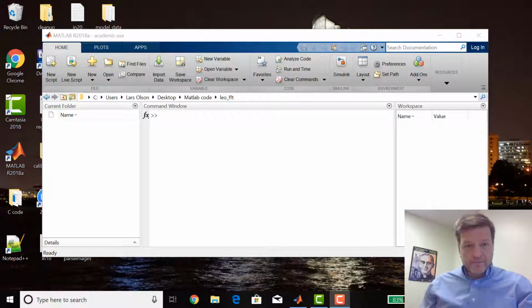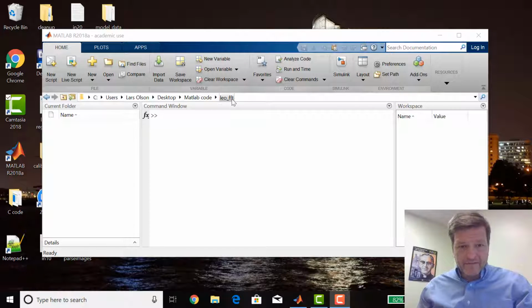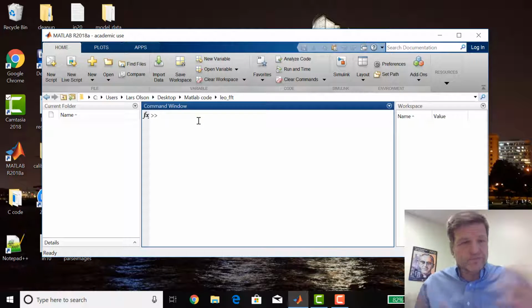All right, so I made a directory, Leo FFT. My initials, make it whatever it is, but don't call it FFT because that's already taken by MATLAB. So I'm going to edit Leo FFT.num.